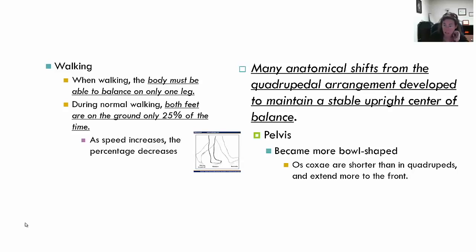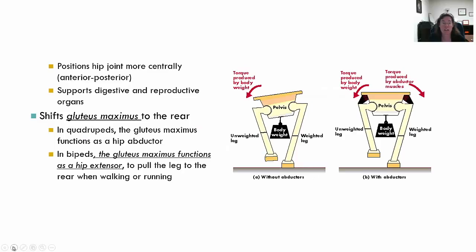Changes that occurred in the pelvis. Well, to begin with, the pelvis became more bowl-shaped. The os coxae are shorter than in quadrupeds and they extend more to the front. The hip joint is also positioned more anterior-posteriorly, and this supports digestive and reproductive organs. It also results in a shift of the gluteus maximus, your butt muscles, to the rear of your body. In quadrupeds, the gluteus maximus functions as a hip abductor. In bipeds, the gluteus maximus functions as a hip extensor, so to pull the leg to the rear when walking or running.